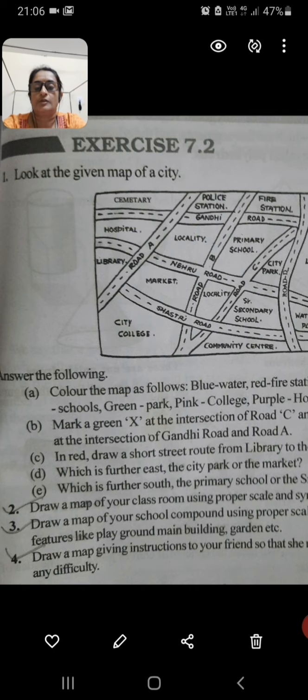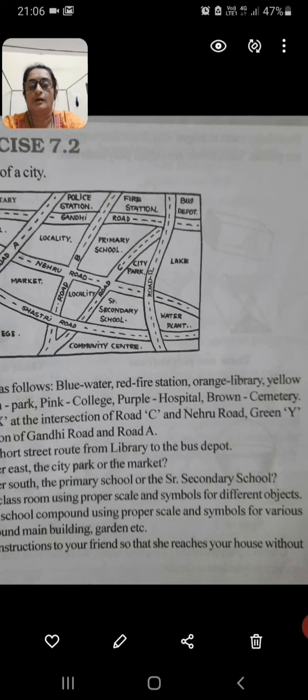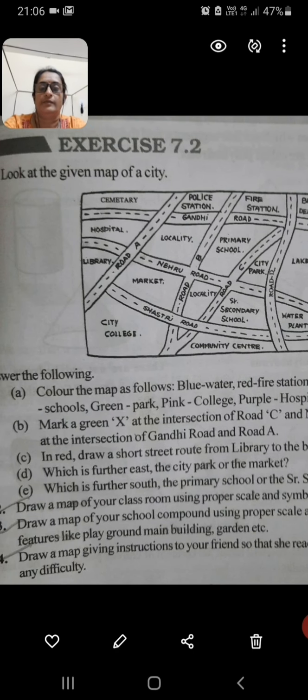Then next is draw a map giving instruction to your friend so that she reaches to your house without any difficulty. Now you have to draw a road map from your friend's house to your house so she can come to your house without any difficulty. On the road you have to draw all the roads, the important landmarks you have to draw in the map, and the road names you have to mention in that. Accordingly your friend will come to your house. So this is your second exercise.